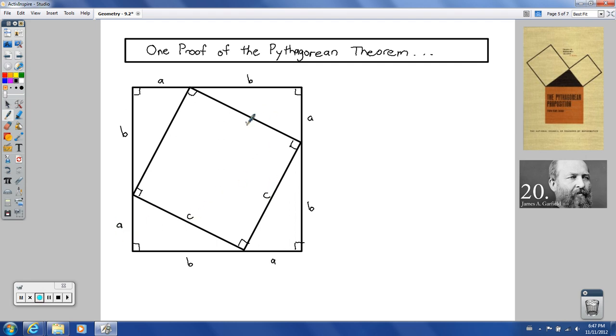C is representing the hypotenuse. So the hypotenuse, remember, is always across from that right angle. So you have a right angle here. The hypotenuse is the longest side. So this is one way to prove the Pythagorean theorem.